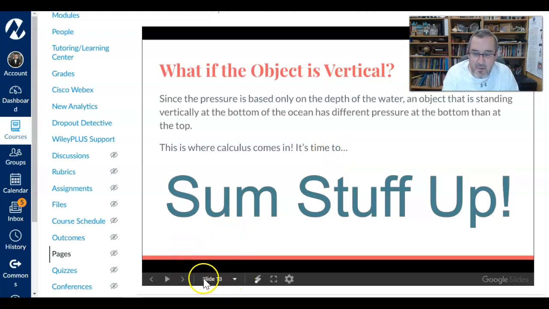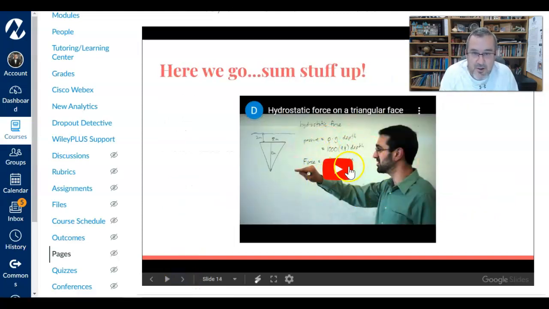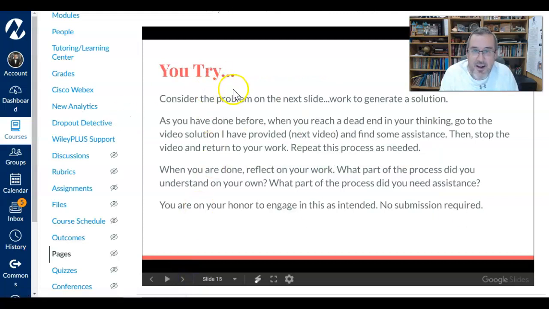Because we're going to get into this thing about summing stuff up. Up until this point, here on slide 13, the idea was just to get your brain wrapped around what we're talking about when things are happening underwater, if you've never been scuba diving or an oceanographer. But now, finally on slide 13, this is where the calculus comes in. It's time to sum stuff up. There's a little video from one of our colleagues, David Lippman, and now you try.